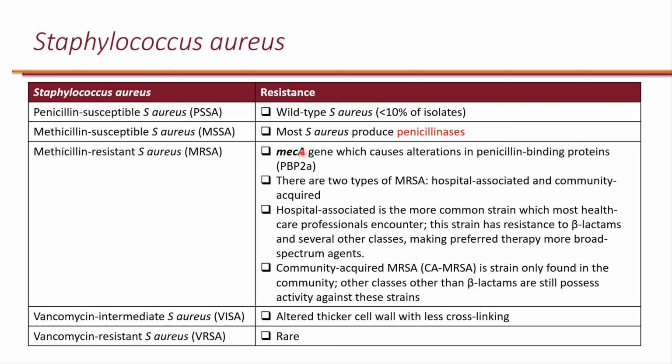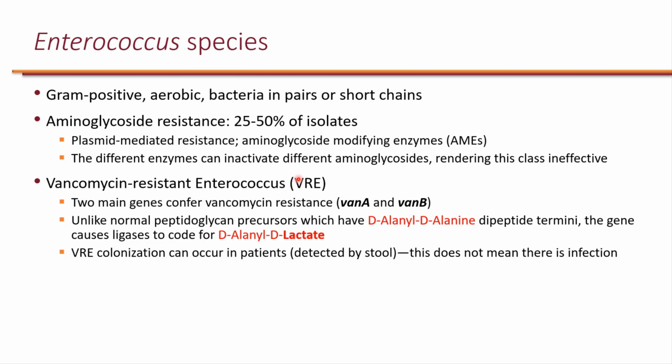Now, something of note is that the resistance gene that makes Staphylococcus aureus resistant to methicillin is the mecA gene, which can be identified on rapid diagnostics. And this is the gene responsible for alterations in penicillin binding protein 2A, and that is the target site for the methicillin class. So nafcillin and oxacillin, as well as cefazolin, they bind to this site. So when there is a mutation, an alteration in this, they no longer can bind to penicillin binding protein 2A, which makes it resistant to that class.